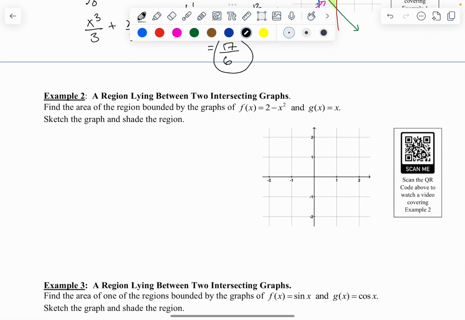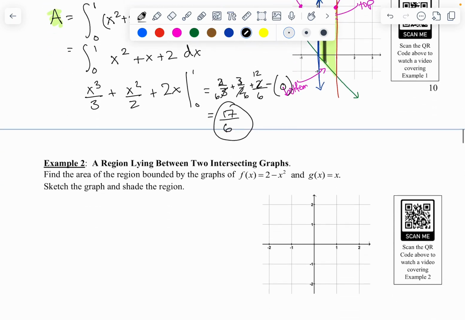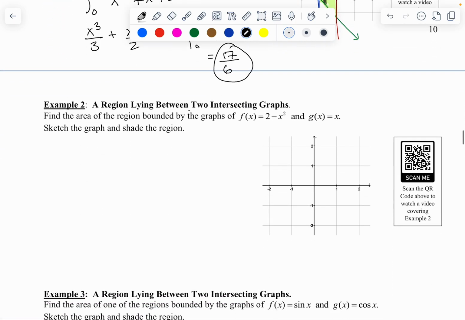So next example is a region lying between two intersecting graphs. In this previous example, the pink function and the green function did not intersect each other, but we were able to isolate that area using the two bounds of 0 and 1. So now with this one, a region lying between two intersecting graphs, let's look and see.